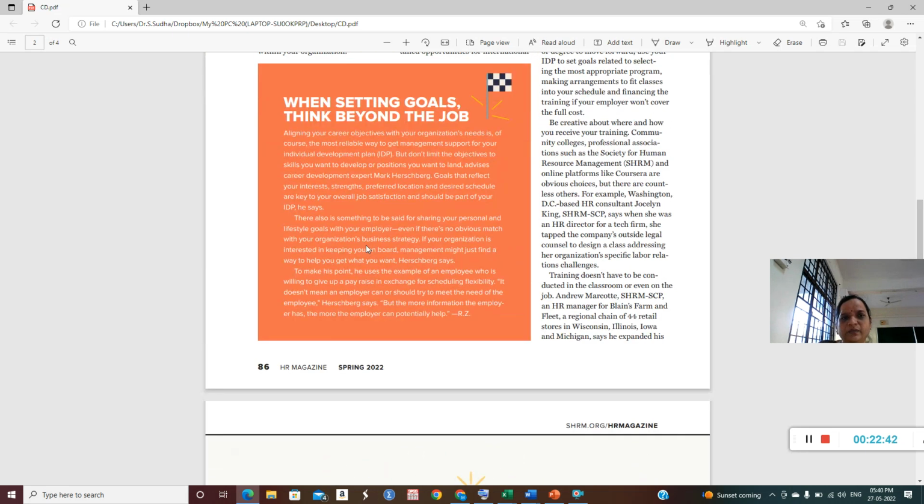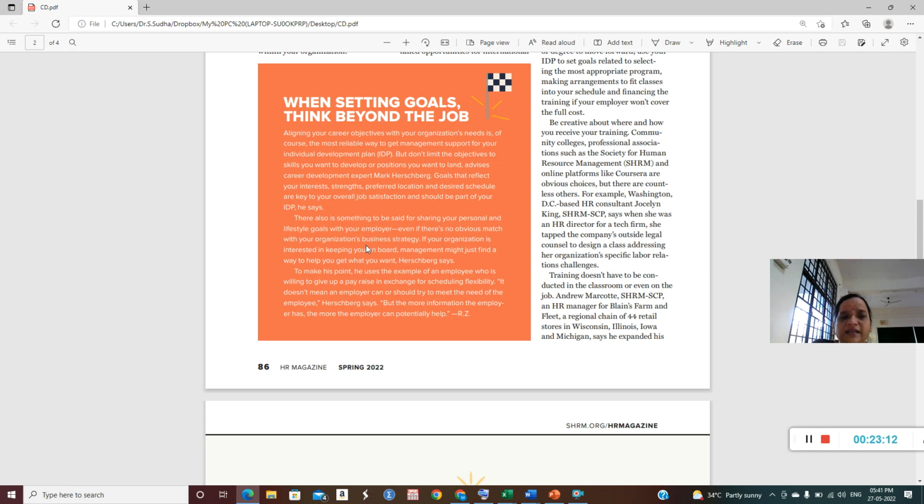Okay, then when setting goals, always think beyond, be creative enough, right? Always think out of the box. So what your organization needs should match up with your skill sets. Okay, so it is important, right? And the organizational objectives should be your objectives. They should not conflict with each other. You will be able to develop in a much better way, right?